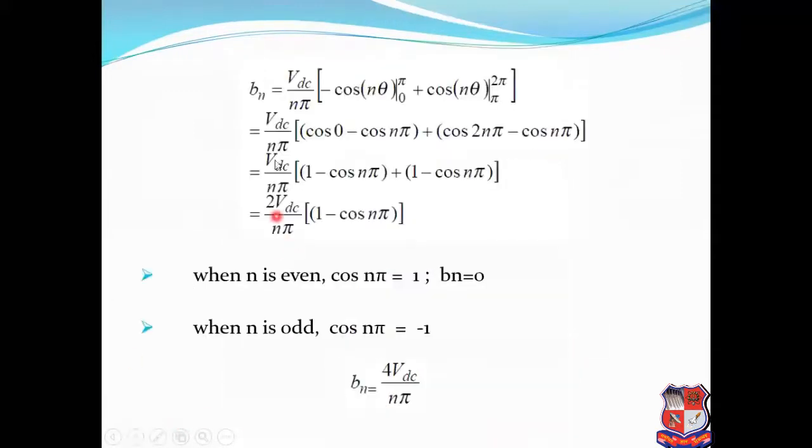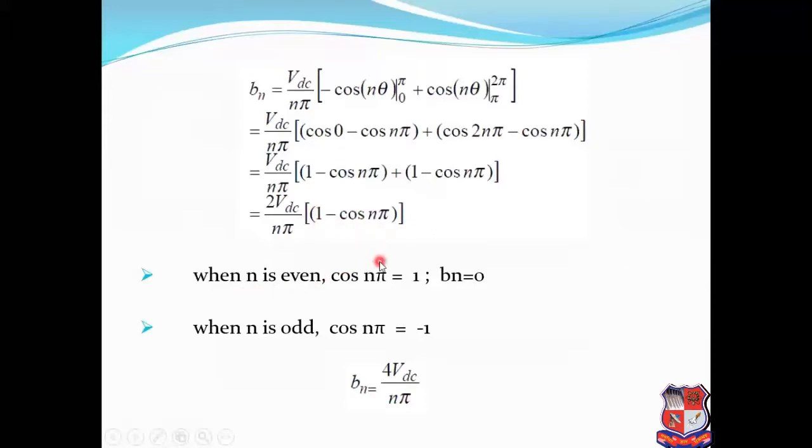So if we expand bn, we get bn as VDC by n pi times minus cos n theta from 0 to pi plus cos n theta from pi to 2 pi. If we put upper limit minus lower limit, or we can neglect this negative sign and write it as lower limit minus upper limit, that means cos 0 minus cos n pi plus cos 2n pi minus cos n pi. As we know, cos 0 is equal to 1, cos n pi is equal to minus 1 raised to n, cos 2n pi is always 1, and minus cos n pi stays as it is. So we get 2 VDC by n pi times 1 minus cos n pi.